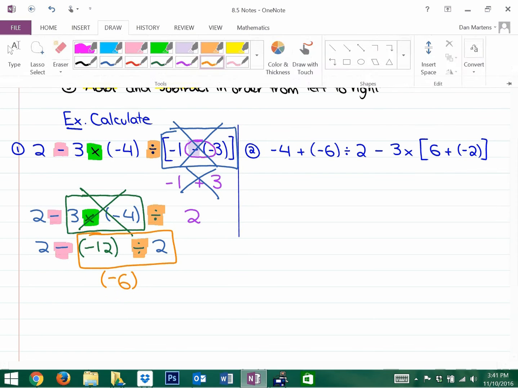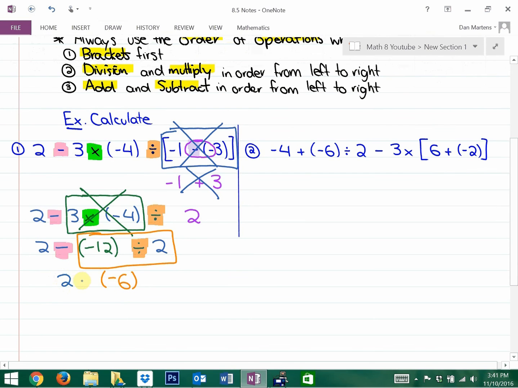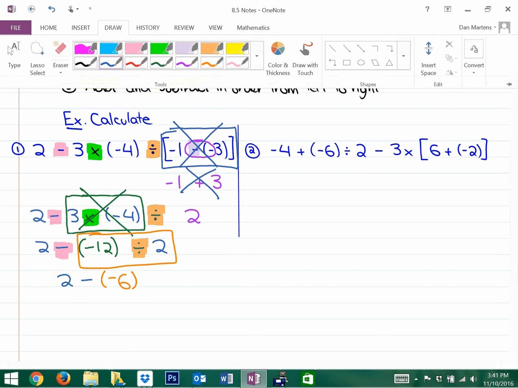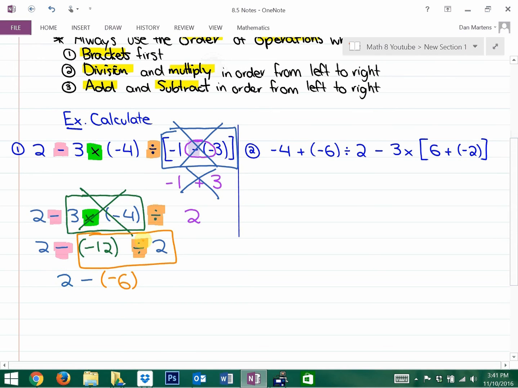And now we have the final operation, which is 2 minus negative 6. And ask yourself, is that simple addition or is that simple subtraction? If you understood the integers, this subtracting a negative is the same as simple addition. So you could rewrite this as 2 plus 6, which is equivalent to 8.